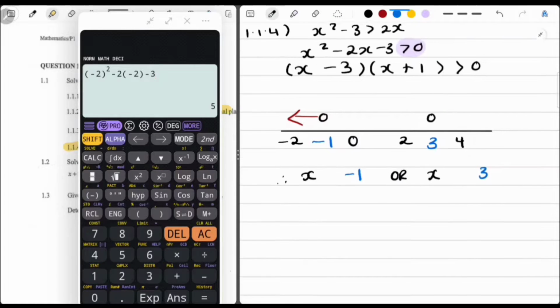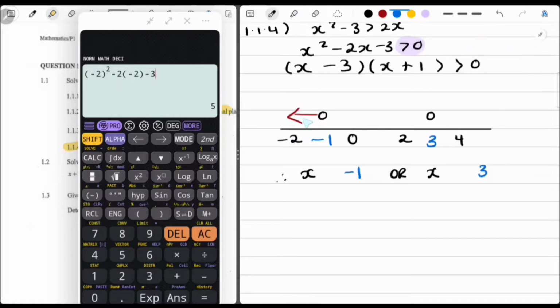Okay, now that we have this, I found out that it's working for values that are smaller than negative 1, because negative 2 worked. I tried negative 2 and it works. So it means that x is less than negative 1, because this inequality is true for values that are less than negative 1.